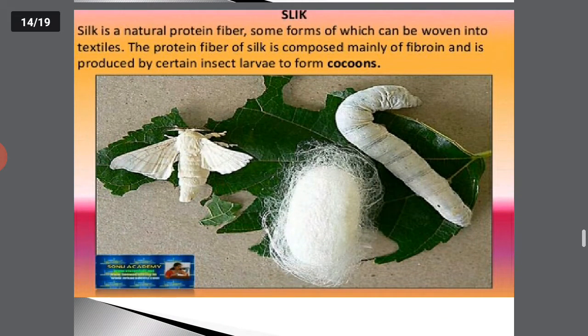Now silk, another natural fiber. Silk is a natural protein fiber, some forms of which can be woven into textile. The protein fiber of silk is composed mainly of fibroin and is produced by certain insect larvae to form cocoons. You can see.